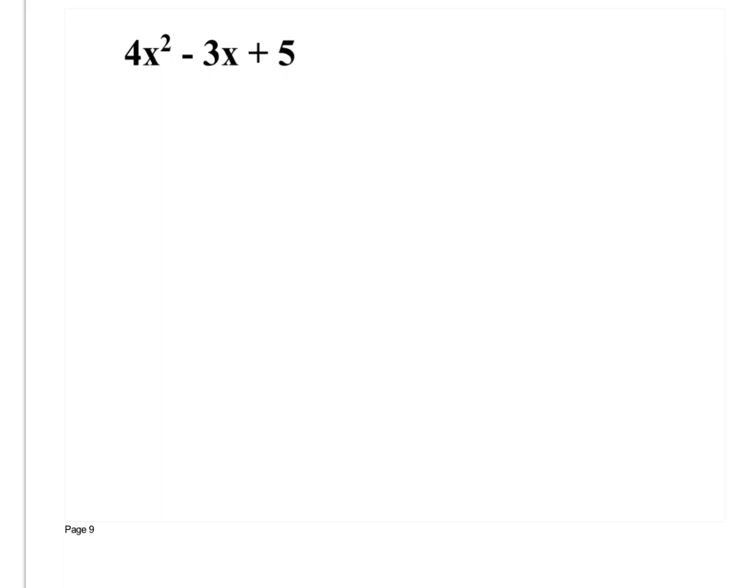What about 2 and 10? Does that add to give you negative 3? No, that gives you negative 12. 3 and 4? Does that add to give you negative 3? No, they'd add to give you negative 7. So, is there anything that we can factor this into? No, so I write prime.